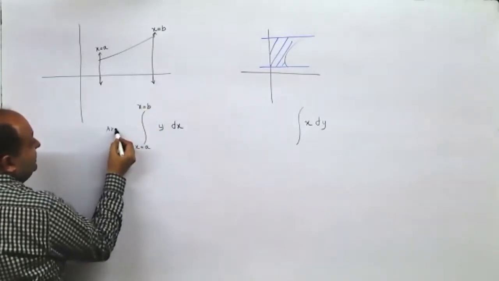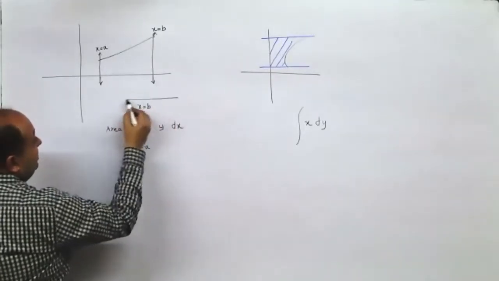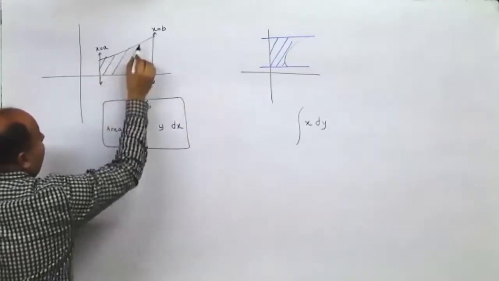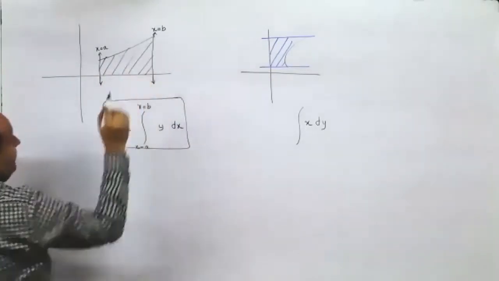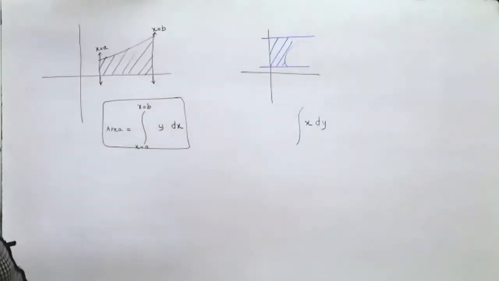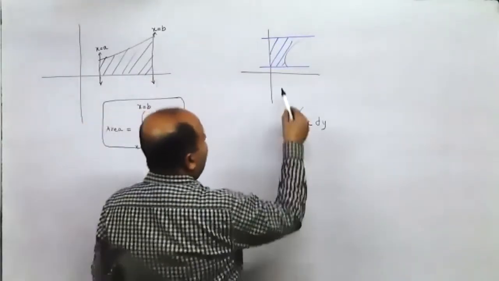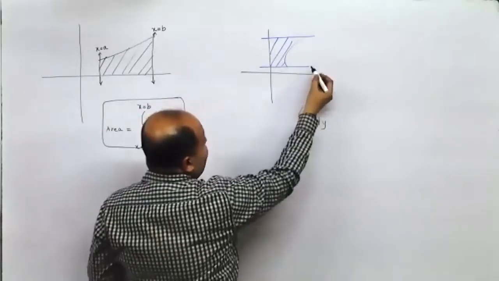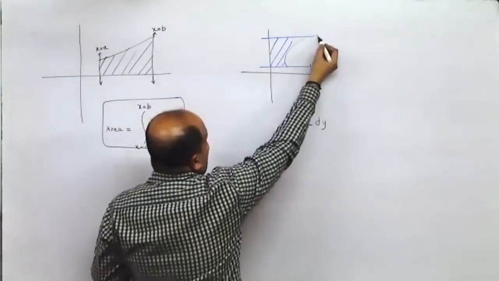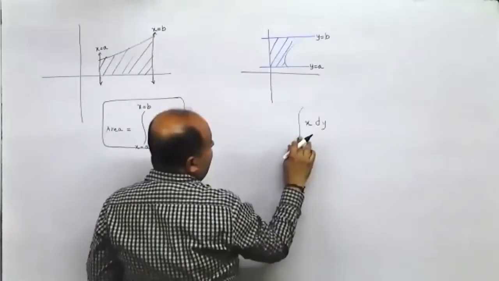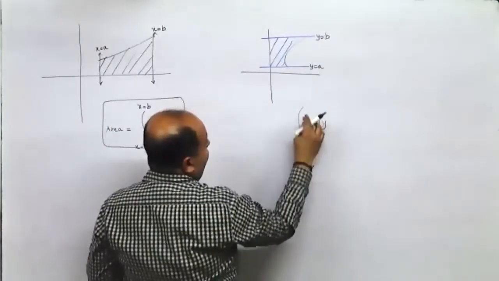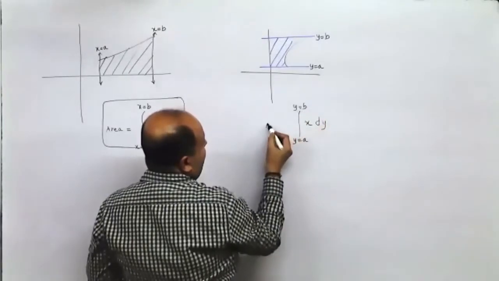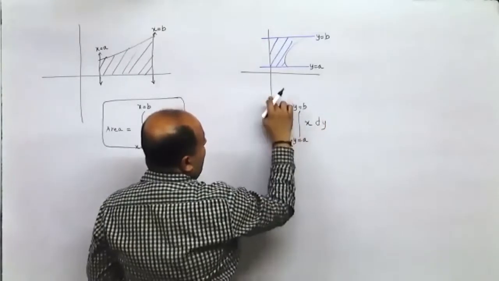So this is the area. And here, if you have to integrate between these two lines, this is parallel to the x-axis, so it would be y equal to a, y equal to b. Area would be equal to x dy.